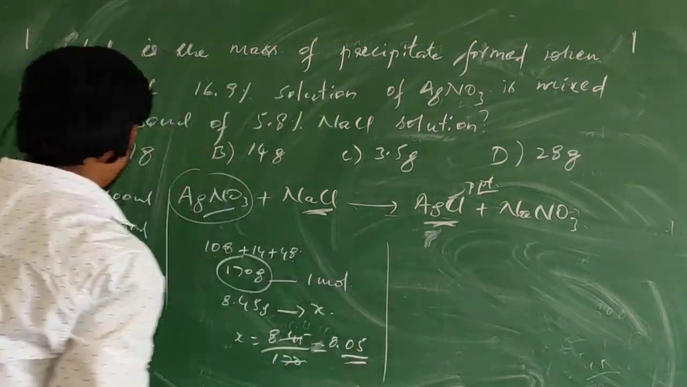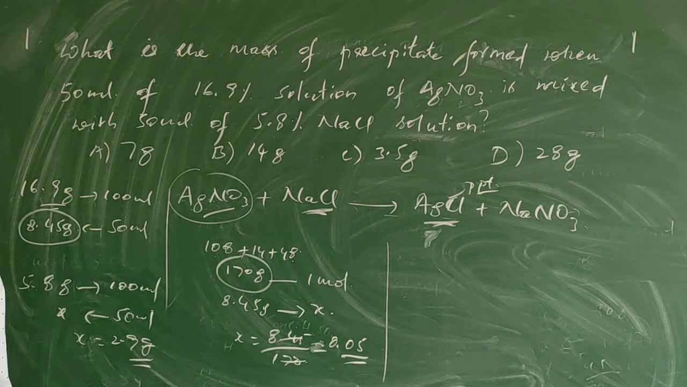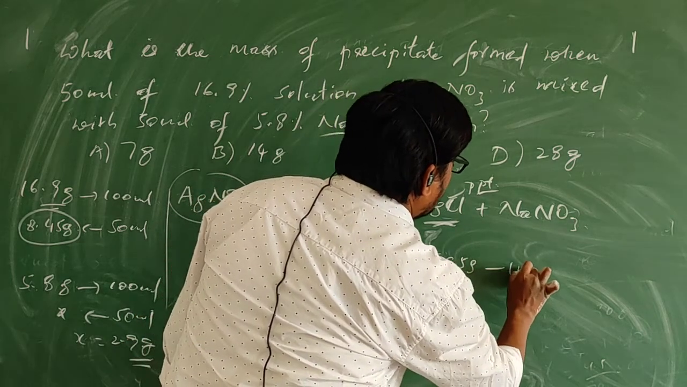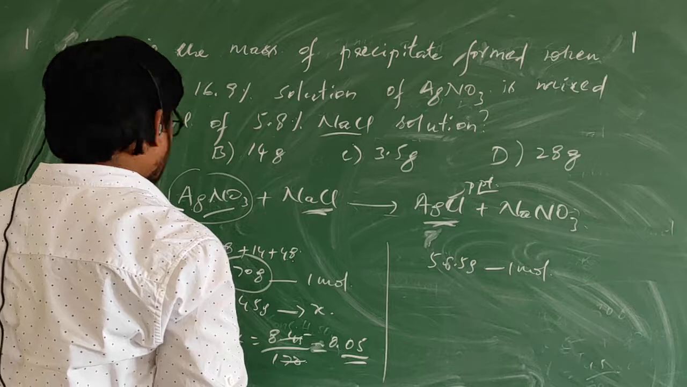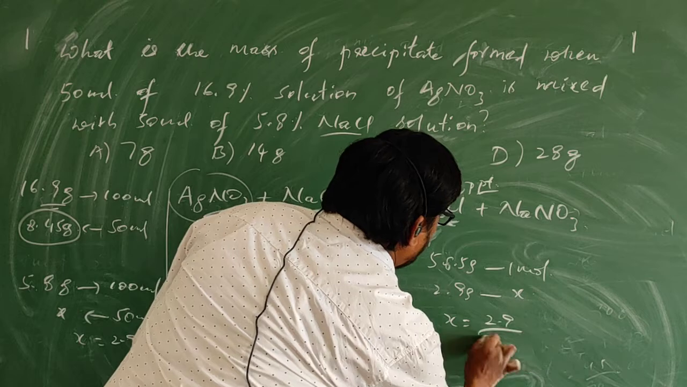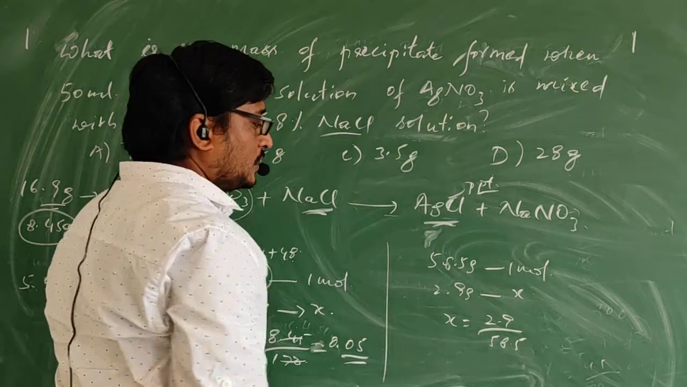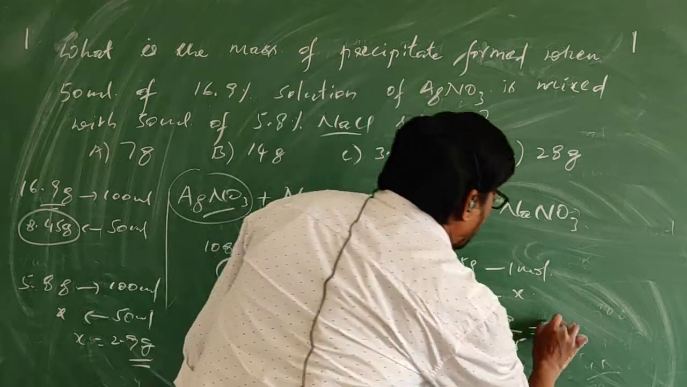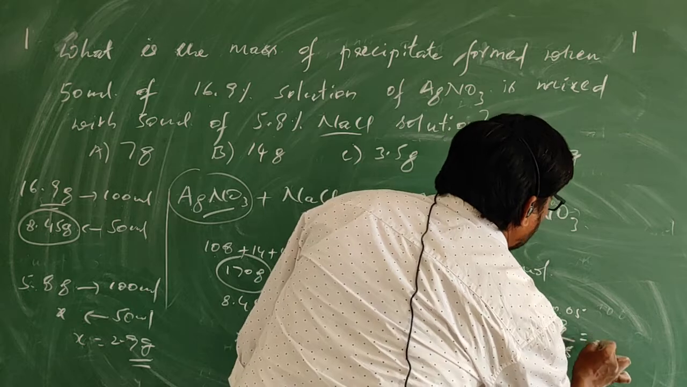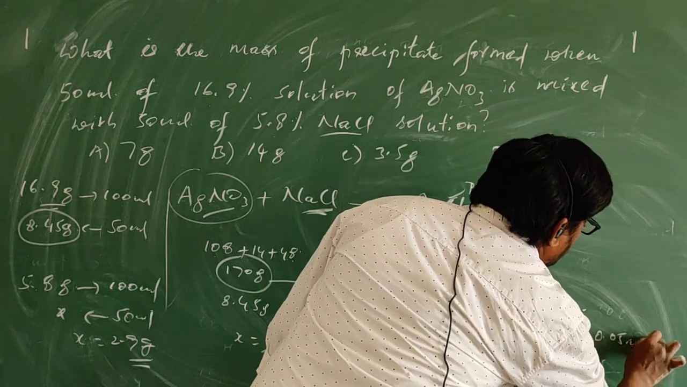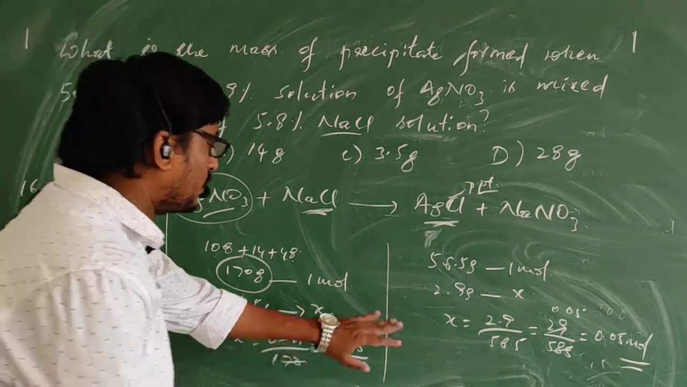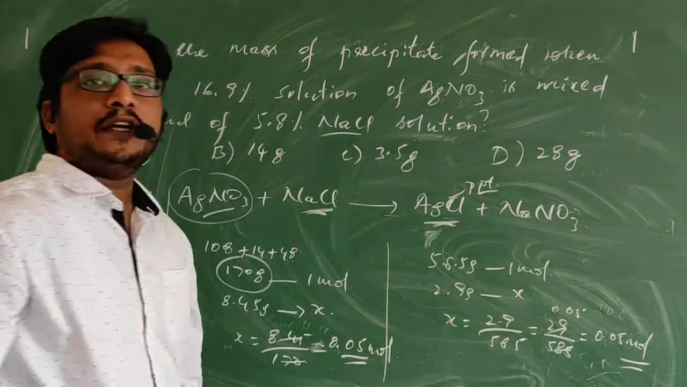The same thing if you consider sodium chloride. What is the molar mass of sodium chloride? 58.5. So 58.5 grams represents 1 mole. Then 2.9 grams will represent how many moles? X will be equal to 2.9 by 58.5, so this is 29 by 585, which is approximately 0.05. So the number of moles of silver nitrate is 0.05, and the number of moles of sodium chloride is also 0.05.